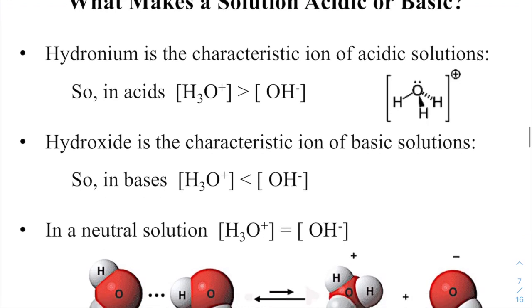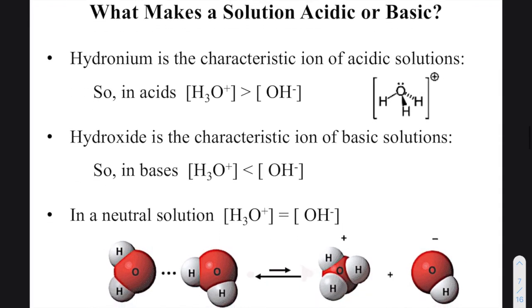So this is just a little recap of the previous slide. It's stuff we've already learned, but hydronium, H3O plus, is the characteristic ion of an acidic solution. So it's important to understand that in an acid solution, there will always be more hydronium than hydroxide. Hydroxide is the characteristic ion of basic solutions, right? So there will always be more hydroxide in a basic solution.